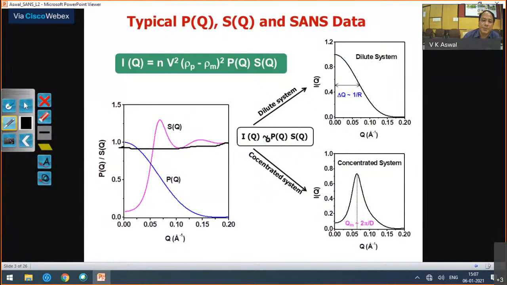So that means when you multiply S of Q with P of Q, mostly what you see is the first peak, which is called the correlation peak, and the other peaks get multiplied by the small contribution from the form factor at higher Q values. So they usually are not seen unless you have a long range order in the system. But even there, the later peaks coming at higher Qs will have less intensity, and this is because they get multiplied by the form factor of the particle. So these will be the typical scattering patterns you see in the case of small angle scattering.